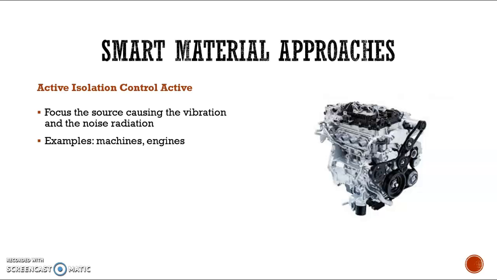isolation control system. This system focuses on the source causing the vibration and the noise radiation of plates and panels. Examples of the actual source include machine or engines. It is more efficient to reduce the vibration in the transmission path rather than reducing radiation in the panel. Actuators are very critical in order to reduce sound near the source. Actuators must be compact and efficient and have high longevity in order to generate high dynamic forces.